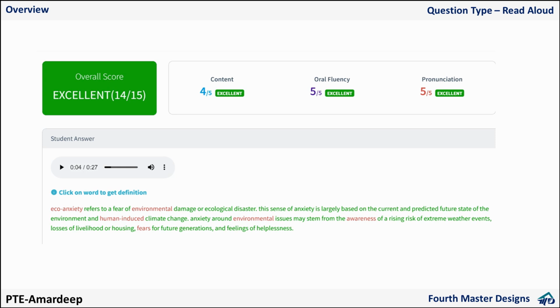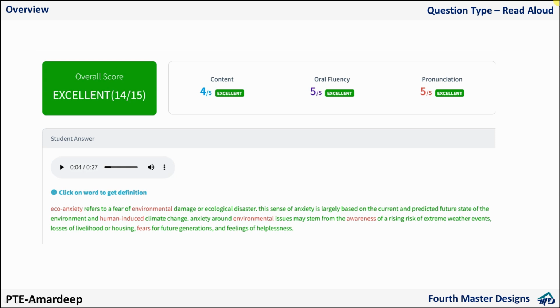The moment you have read aloud on the screen, the timer will start. Go through everything, and after that, when there is the beep sound, start recording. If there is no beep sound, then just keep looking at the recording bar or progress bar, so you'll get an idea from there.